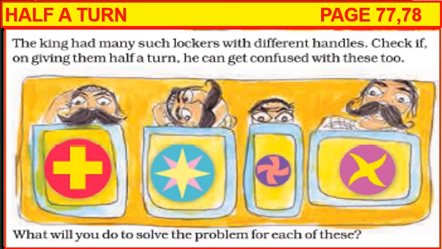The king had many such lockers with different handles as shown in the picture. On giving half a turn to each of the handles of these lockers, it would look the same. So every time the king would get confused and all these lockers would remain open, thinking that they were locked. Now the question is, what will you do to solve the problem for each of these handles of the lockers?